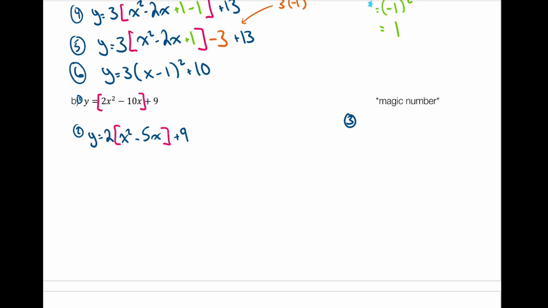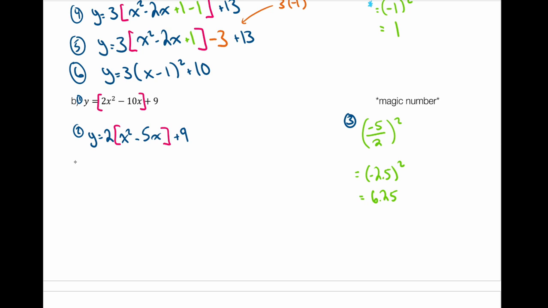My third step is to come up with my magic number. So I need to take the x coefficient, or negative 5, divide it by 2, and then square it. In this case, I get negative 2.5 squared. And when I do that, I get 6.25. So 6.25 is my magic number.